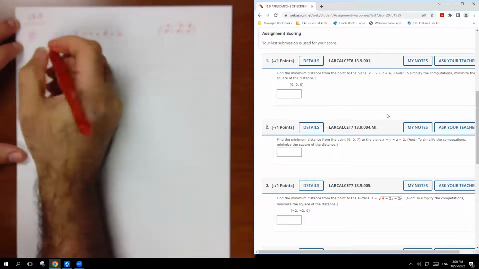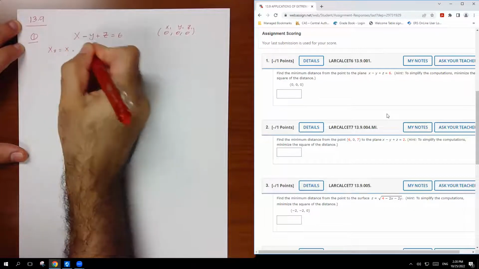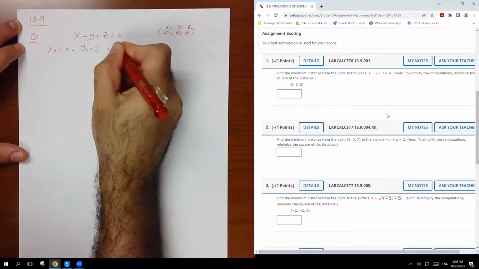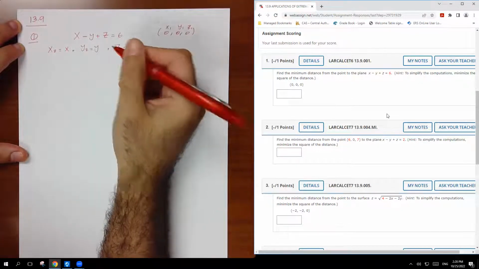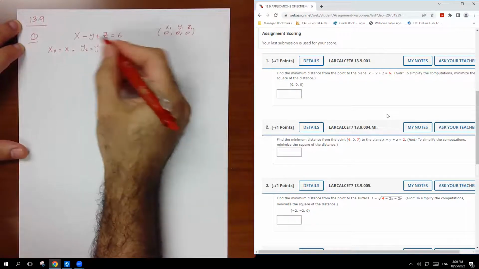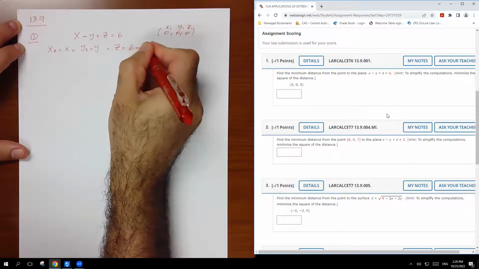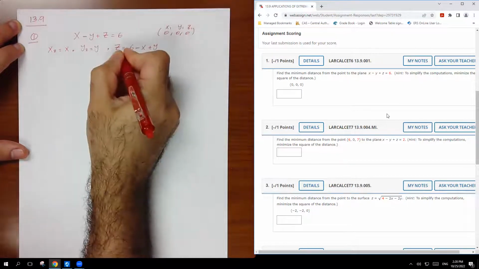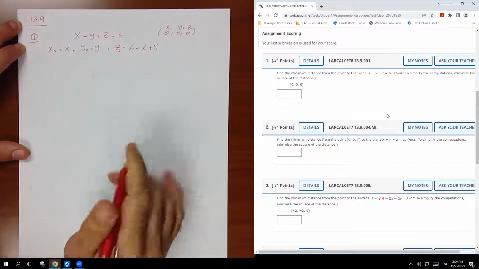So I'm going to say here, x2 equals x, y2 equals y, and z2 equals z, which is here. I'm going to solve this one for z, so it's going to be 6 minus x plus y. So this is z2, you can say z2 or z. Now, the next step, we're going to use the distance formula.